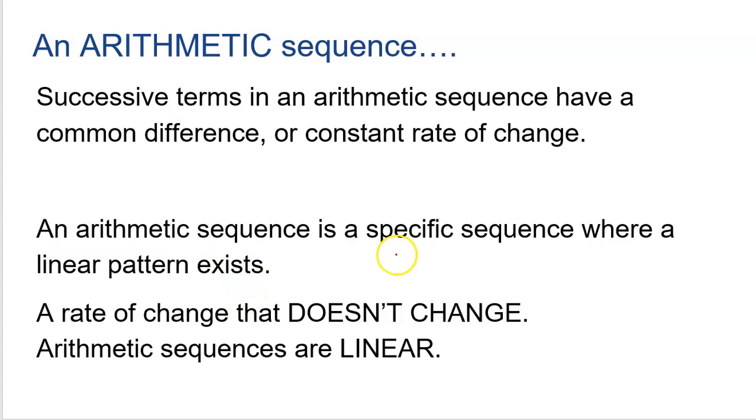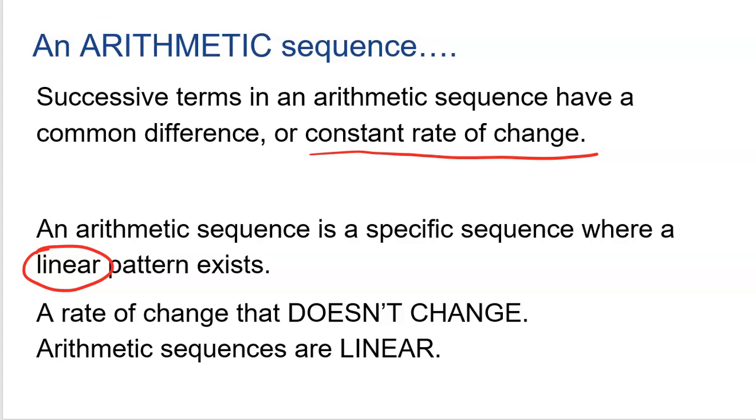So an arithmetic sequence is a specific sequence where a linear pattern exists, because this should sound familiar. A constant rate of change? Oh yeah, that is a linear function. So an arithmetic sequence is simply nothing more than a linear function. And remember, if you watched the video on sequences, a sequence is a function. The only change is that the input value can only be a whole number: 1, 2, 3, 4, 5, 6, 7, 8, and so forth. So pretty simple ideas here.